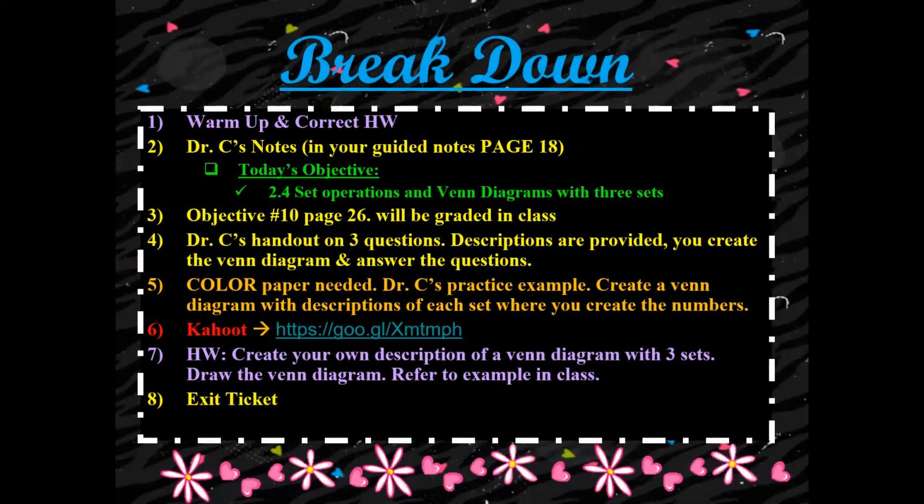So this is the breakdown for today. It is going to be on 2.4, set operations of Venn diagrams with 3 sets. And I know this is like our 4th day on Venn diagrams. This is probably going to be our last day as well. So turn over to your guided notes on page 18.